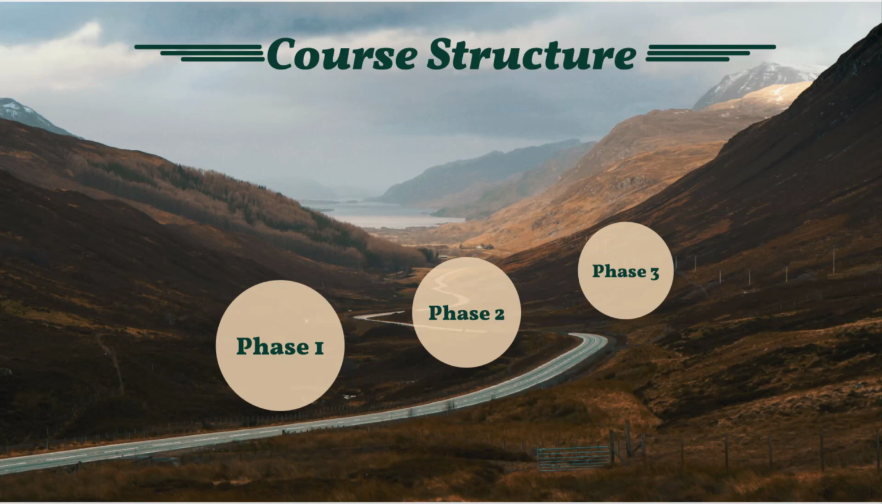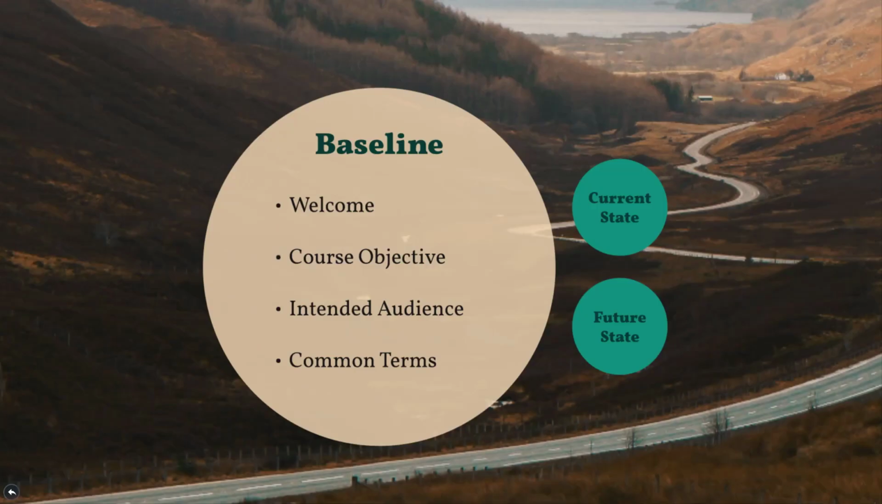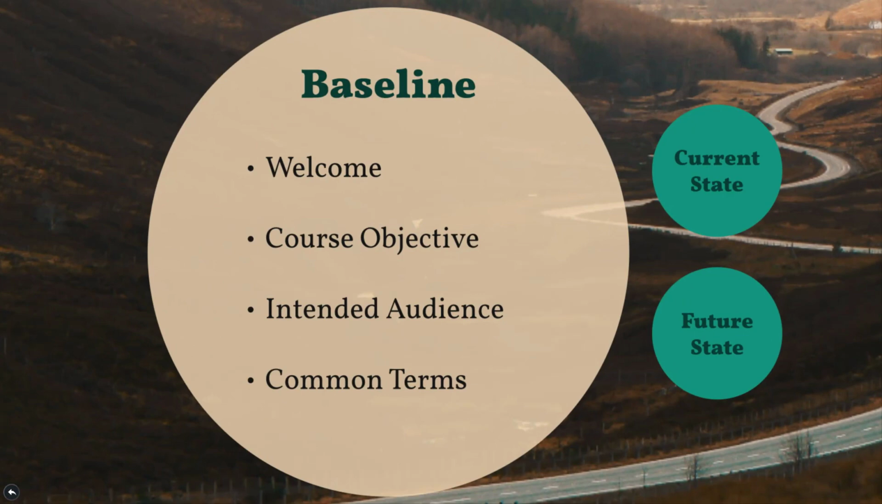Here we have a course structure, and you'll see there are 3 phases, and phase 1 is all about baselining the learner. So you want to welcome them, but more importantly, you want to define the course objective, intended audience, and the common terms. This is just to get everybody on the same page, so when this stuff comes up later in the course, they know what it is.